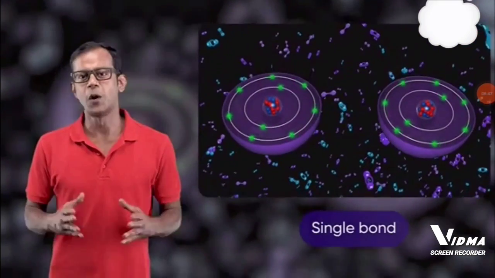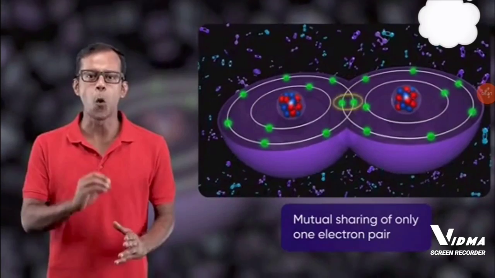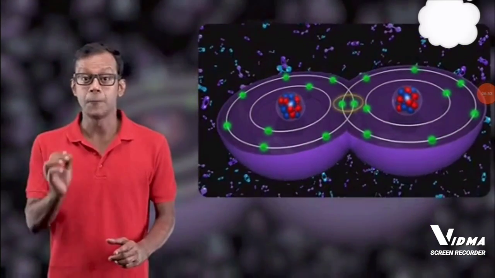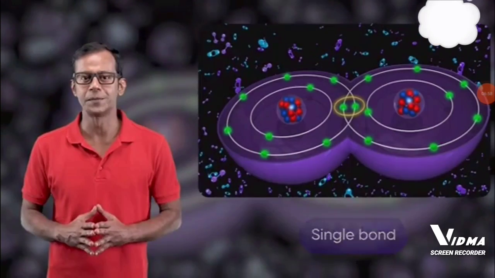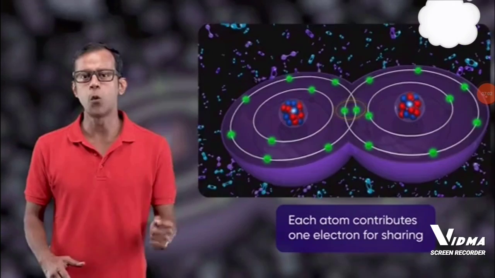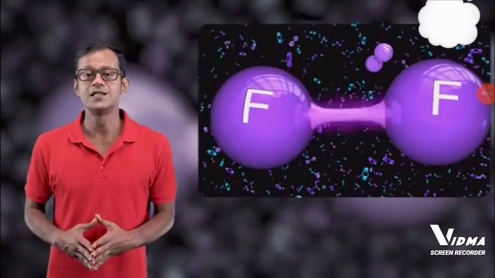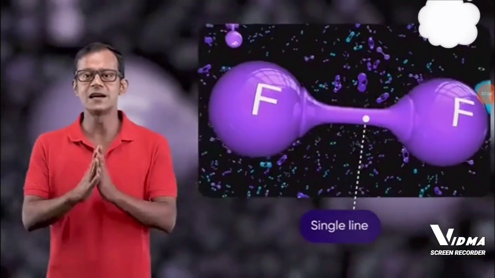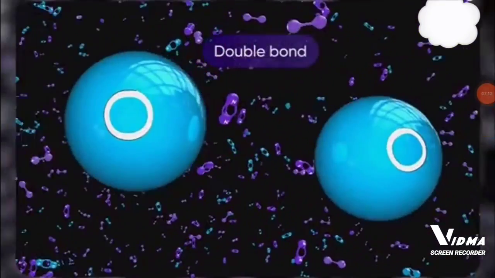Single bond. A covalent bond formed by the mutual sharing of only one electron pair between two atoms is called a single bond. Here, each atom contributes only one electron for sharing. A single bond is denoted by placing a single line between the two atoms.